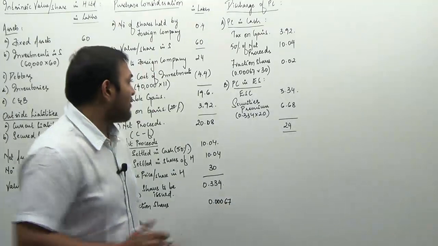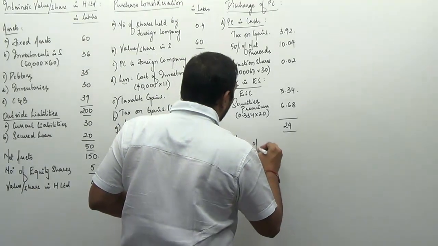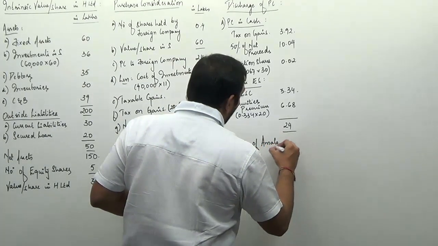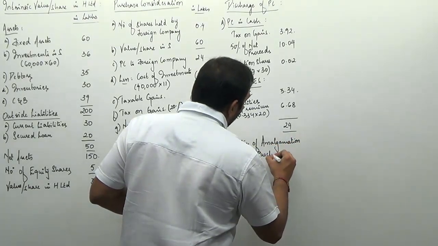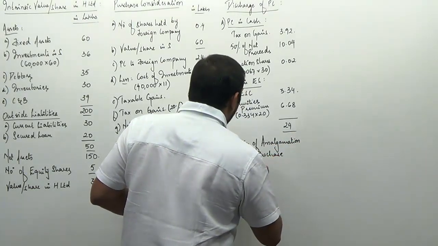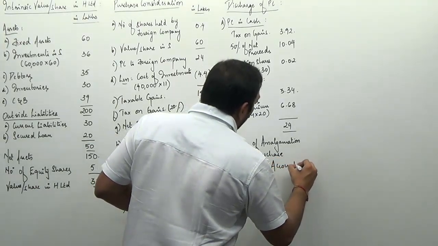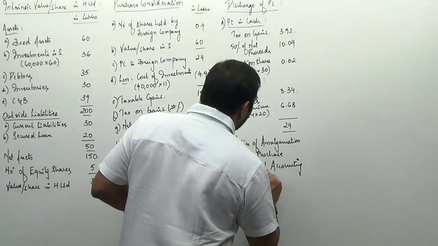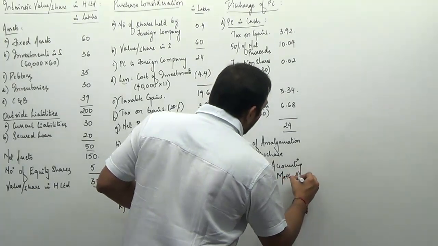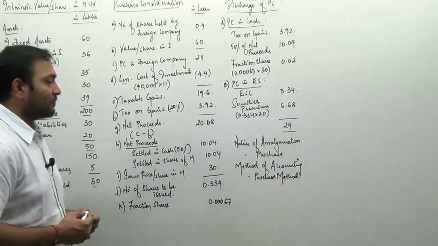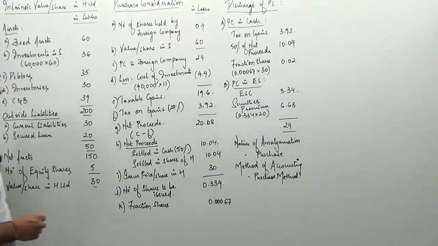So let's see nature of amalgamation. Since there is revaluations, we'll call it as purchase. Method of accounting: purchase method.